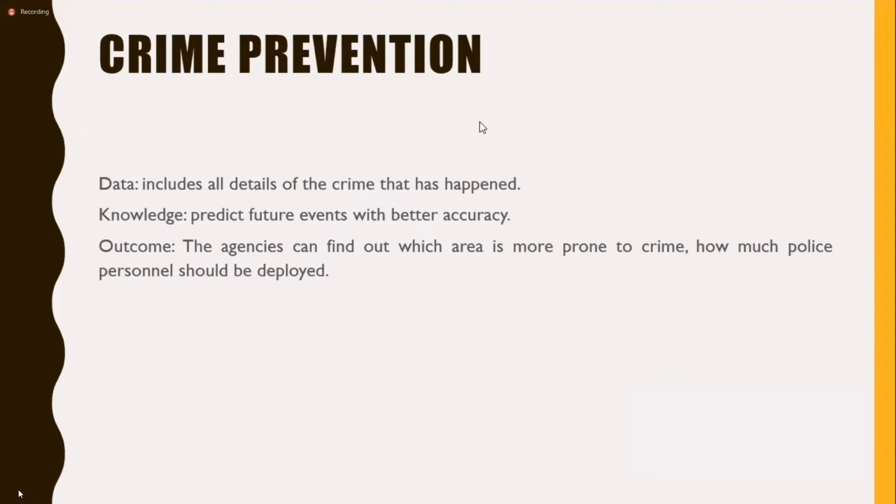And crime prevention. Here the data could be all the details of the crimes that have happened. The crimes that have happened will be the data here. And knowledge could be predicting future events with good accuracy. We have the existing data: these are the areas where crime occurred on these dates, and this is another area where crime occurred.